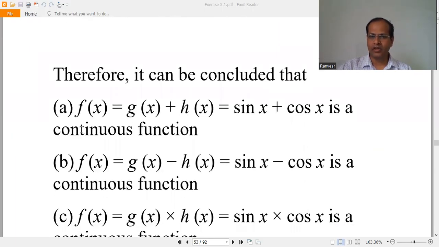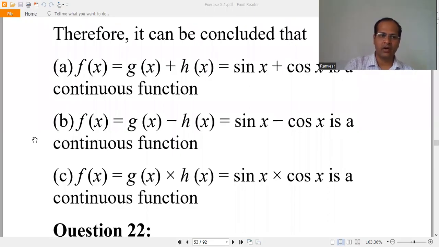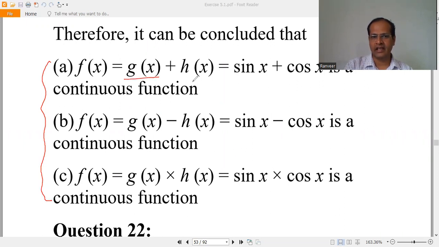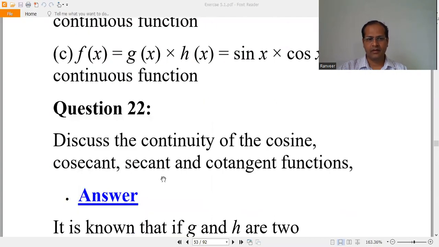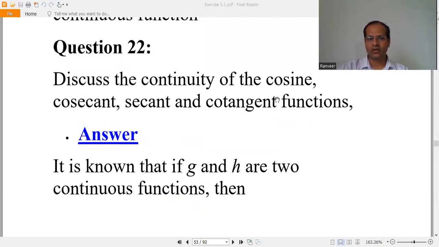So both are continuous, and according to the definition, we have to prove these three important things. If g(x) and h(x) are continuous, then the sum, difference, and product must all be continuous. Discuss the continuity of the cosecant, secant, and cotangent functions.